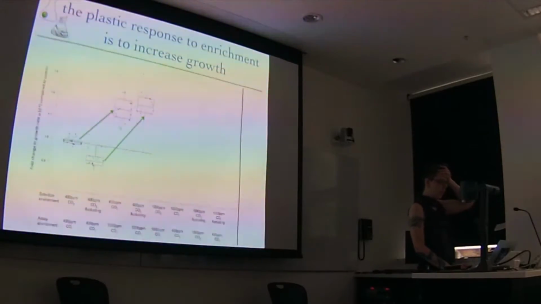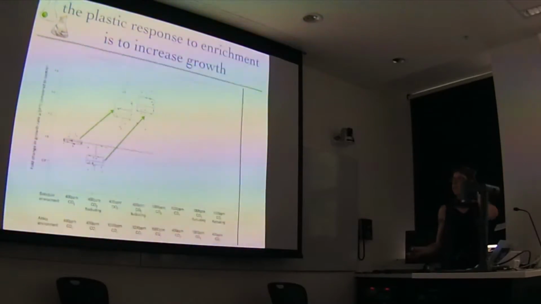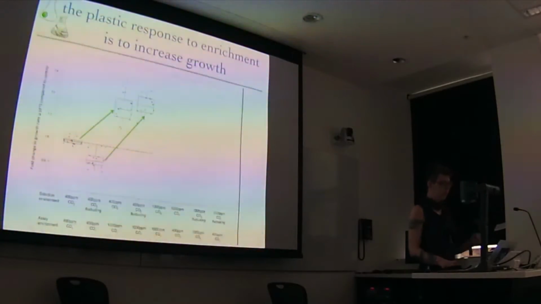So what's the take home? This is the plastic response to high CO2. This is just the growth rate, population growth rate. I'm pairing these up for you. These are control cultures, control evolved cultures, exposed to high CO2 for short periods of time. These are controls, these are fluctuating controls. You can see you increase the CO2, their growth rate increases. This should not be a surprise at this point in the talk.